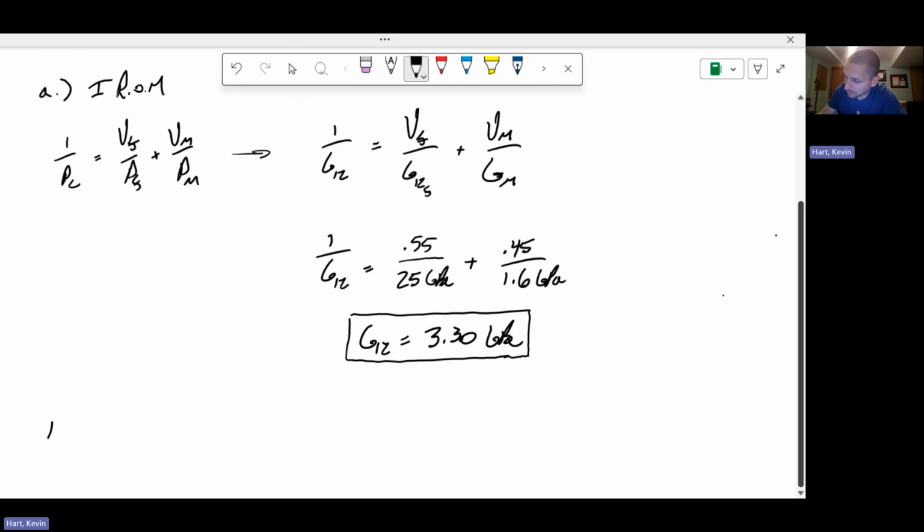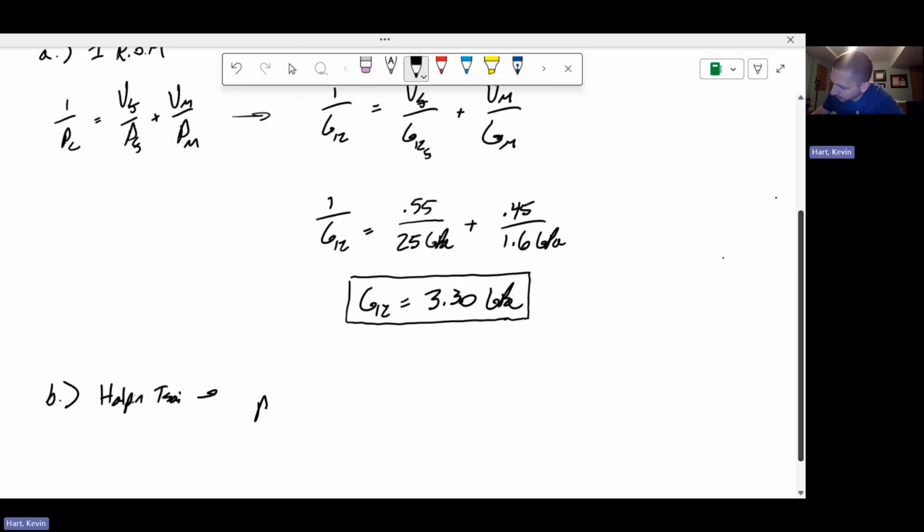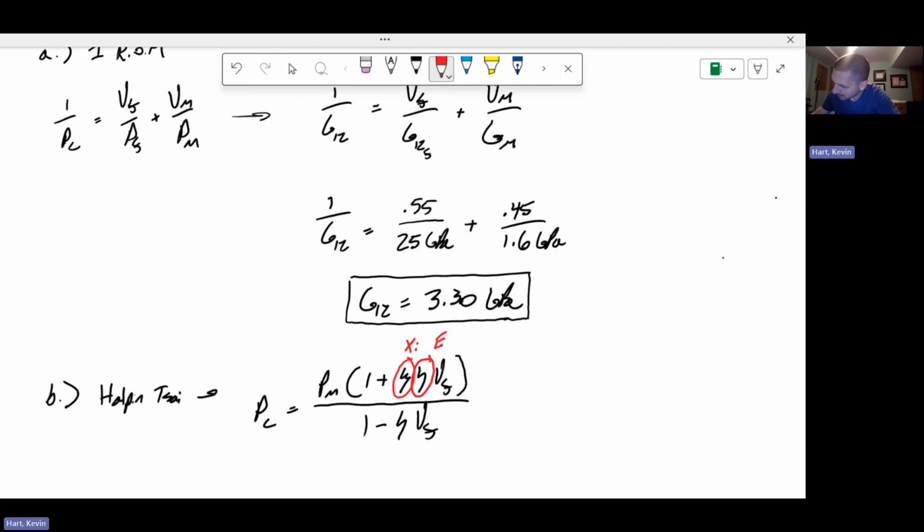Next, we want to do this using Halpin-Tsai. The Halpin-Tsai equation generally looks like the following. Property of the composite is property of the matrix times 1 plus xi eta volume fraction fibers over 1 minus eta volume fraction fibers. Now, these Greek letters are constants that, after taking the class and looking at the notes, you should be familiar with. This is xi, and this is eta, and each of these has a certain value associated with it.